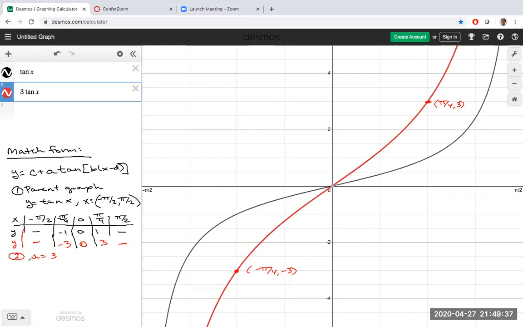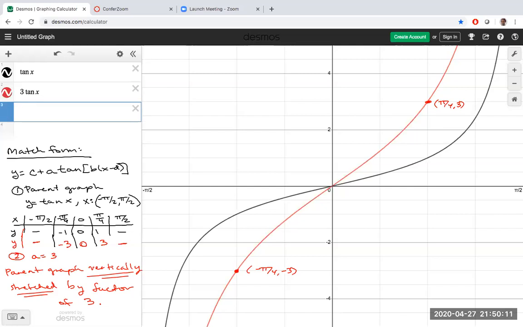So what wound up happening? Our parent graph vertically stretched by factor of 3. Let me save that.